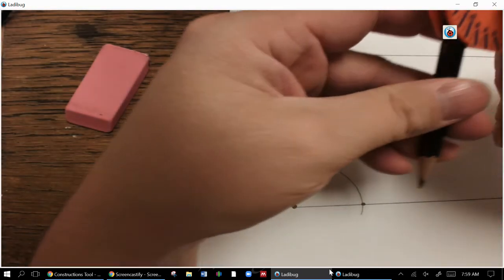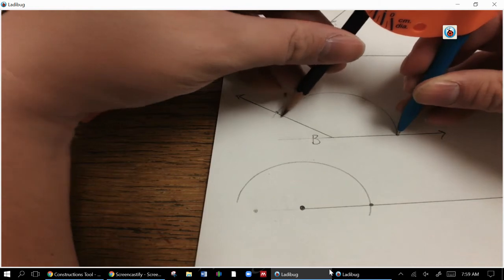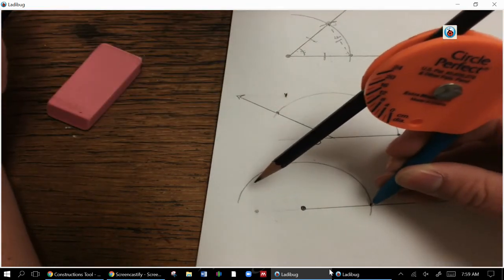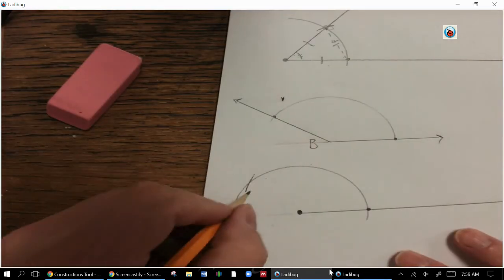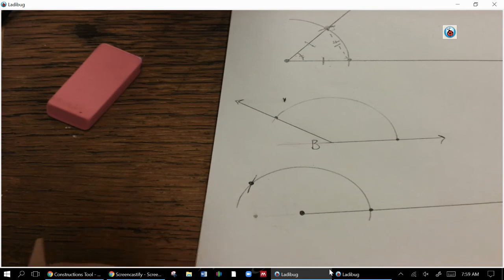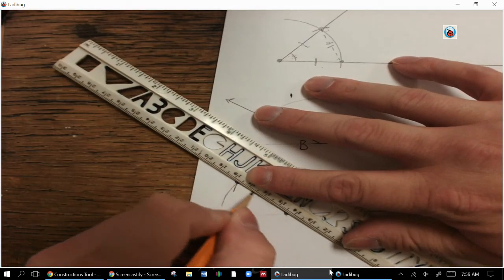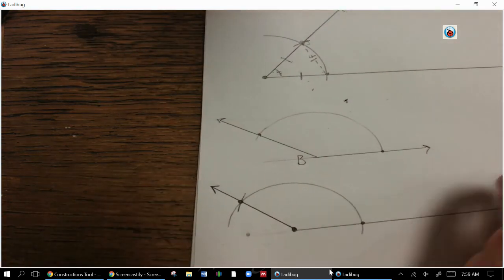And then I'm going to use my compass to measure how far the angle is open. Take that distance there, copy it right down here, and again, I'm always just looking for where those two arcs intersect. That's going to tell me where to draw my last side of my angle here. And we've got our angle copied.